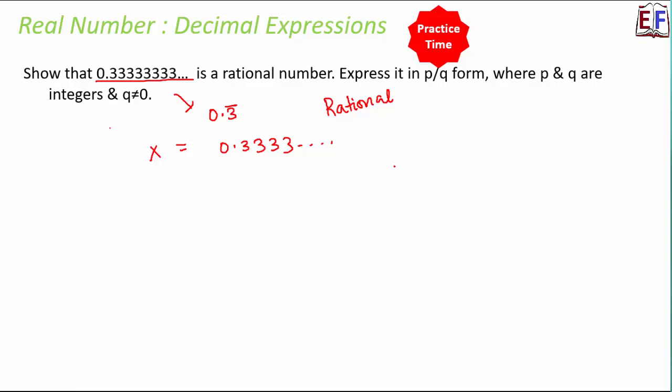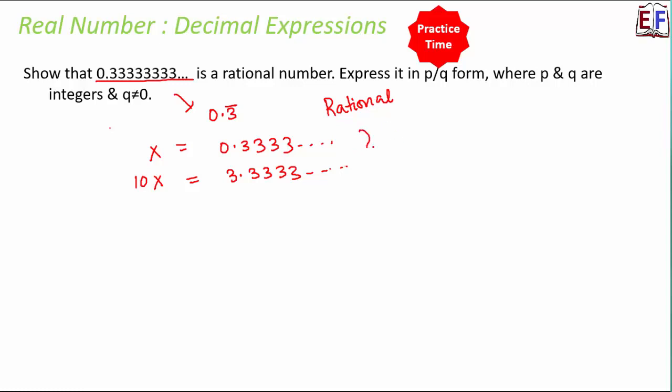You will get to know that a few seconds later. But for now, you just know that whenever you have one digit repeating, you multiply it by 10. You have two digits repeating, multiply it by 100. Three digits repeating, multiply it by 1000. So that's how you have to do it. So if I multiply this entire equation by 10, it becomes 10x is equal to 3.3333. It continues to repeat like this, right?